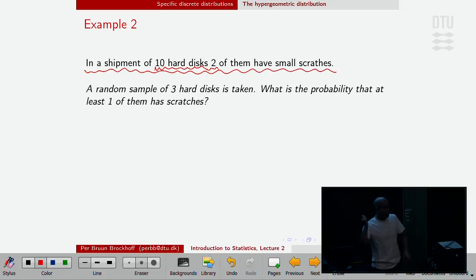Then we could solve the problem by saying each time I sample 1 hard disk, there would be a 20% chance that I pick one of the 2 erroneous ones, right? Because it's the same thing that happens to us 3 times in a row.